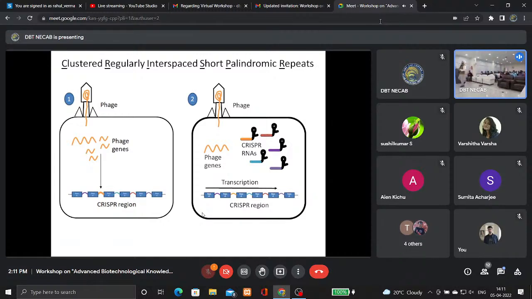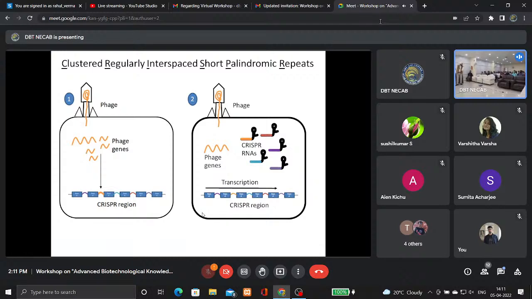A number of bacteriophages may attack a single bacterium. Whenever one virus attacks, the bacterium copies a small sequence of the bacteriophage genome, and whenever the next virus attacks, it copies that in turn. So it has copied three or four viruses that attacked, number 1, number 2, number 3, in different colors. Then this CRISPR locus is transcribed, and once transcribed, it will produce the CRISPR RNAs.